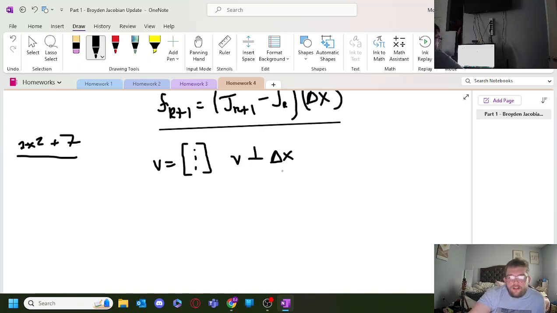Another reason he did that is when you have two perpendicular vectors, the inner product, it's always going to be 0.